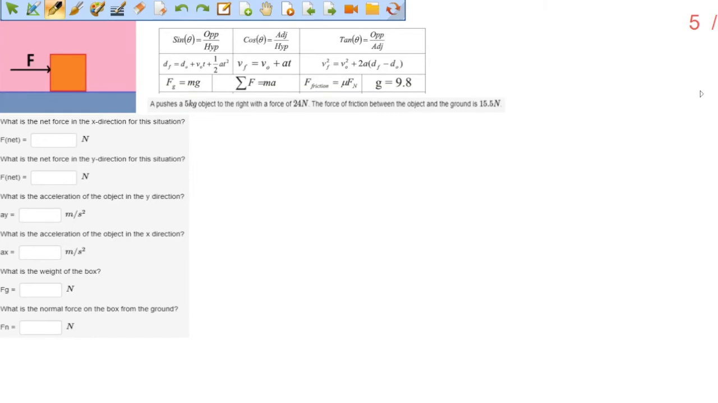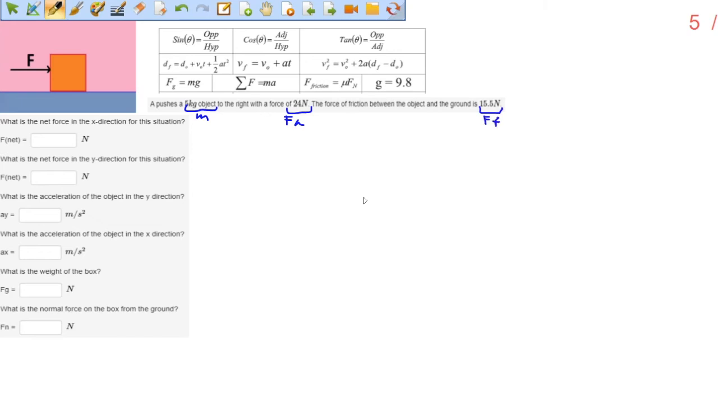So let's go ahead and take a look at our next problem here. It says a person pushes a 5 kilogram object to the right with a force of 24 newtons. The force of friction between the object and the ground is 15.5 newtons. So here's some important information that we should highlight. 5 kilogram object, that's talking about the mass. Pushes to the right with a force of 24 newtons, that's talking about a force applied. And the force of friction between the object and the ground is 15.5 newtons. That's talking about force friction there.